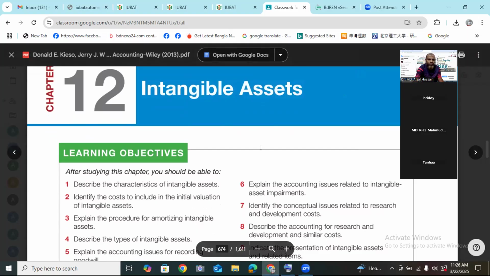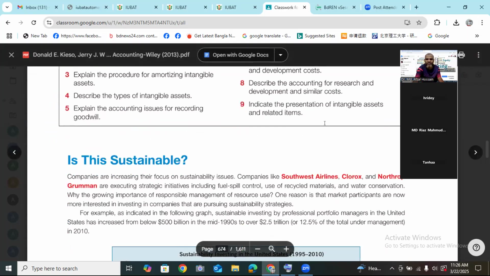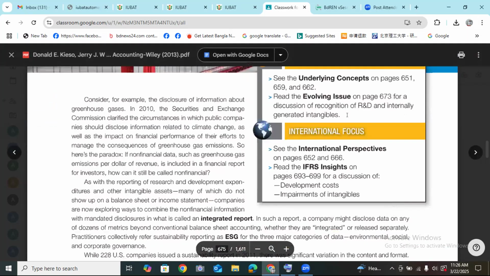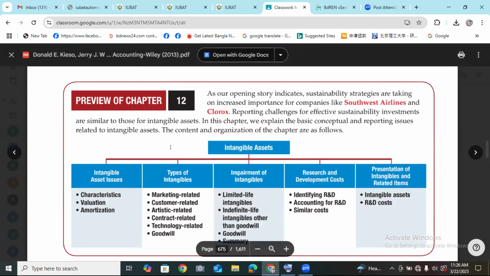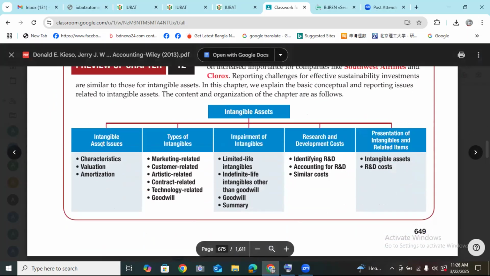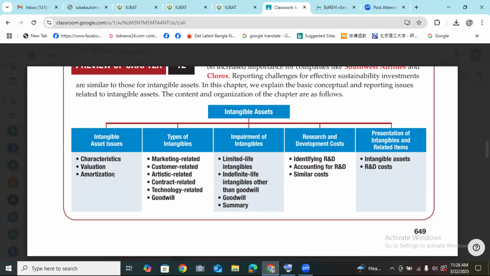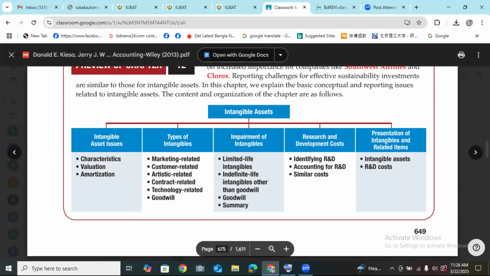Okay, hello. So let's start our class. First of all, the preview of the chapter: intangible assets. Here we discuss characteristics of intangible assets, valuation of intangible assets, and the amortization process. Then types of intangible assets, then impairment of intangible assets, research and development costs, presentation of intangible assets and related items.